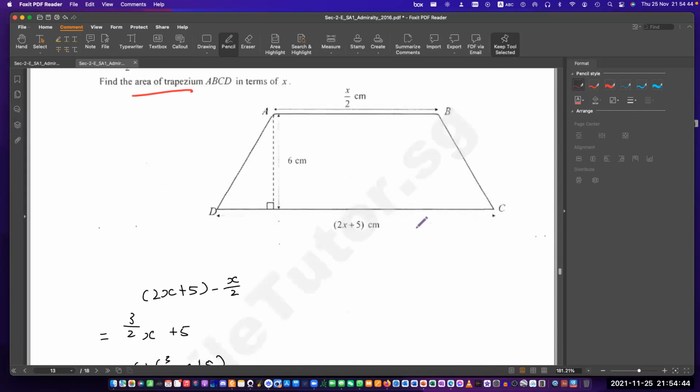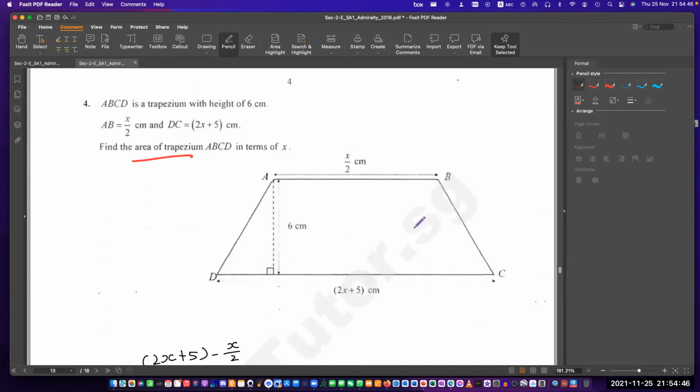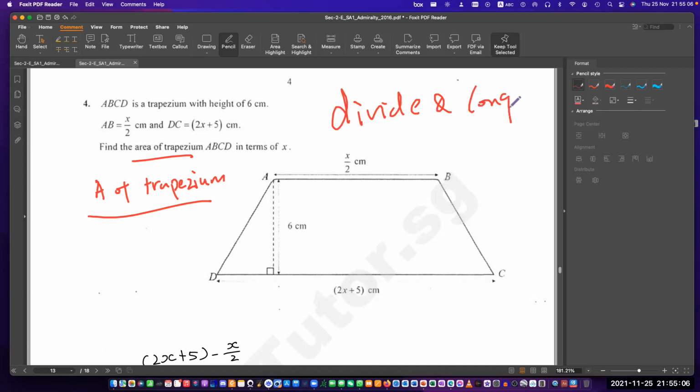What's the formula for trapezium? Can you still remember? Formula, area of trapezium. Any idea? No, I forgot. Okay. If you don't have any idea how to find the area of trapezium, if you cannot remember the formula, then you can actually use divide and conquer. I'm going to explain to you what is divide and conquer. This is a P6 method or P6 technique.